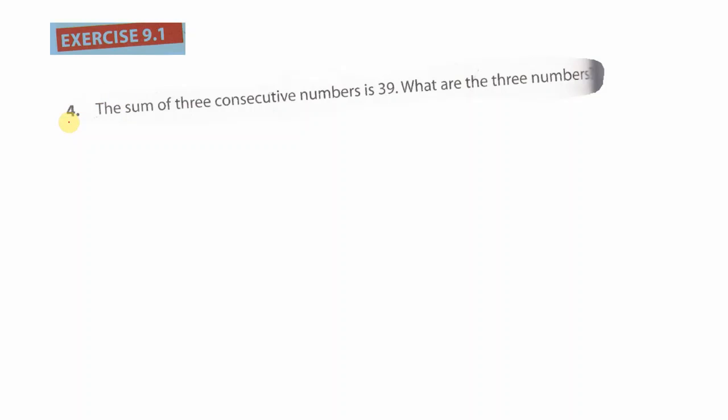Finally, let's look at number 4. The sum of 3 consecutive numbers is 39. What are the 3 numbers? So in this case, we need 3 numbers. So let the first number be x. Now we first need to know what the consecutive number is.